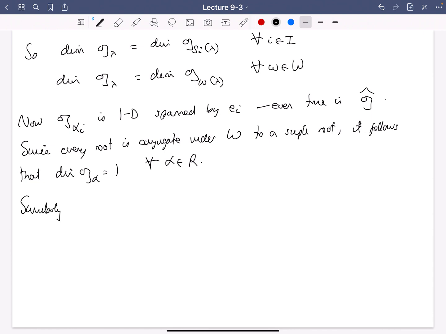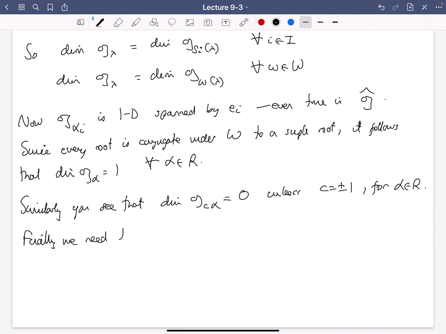Similarly, you see that the dimension of g_{c alpha} is 0 unless c is plus or minus 1. This is for a root alpha. But so you do the same sort of argument. You reduce to showing it for the simple roots, and it's easy to see that if alpha is alpha_i, this statement holds. Finally, we need to show that the dimension of g_lambda is 0 for lambda in t star that's not a multiple of any root.